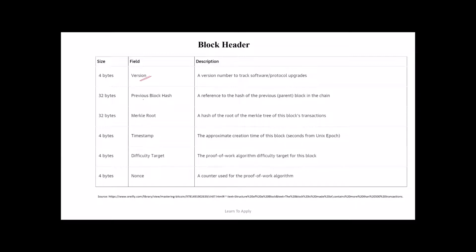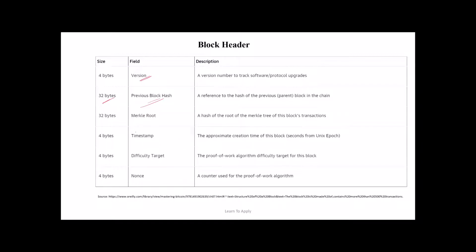Then we have another field, the previous block hash. This represents the previous block's hash. Currently, we are at a stage where we have block number 10, and this will include the hash of block number 9. So this is 32 bytes. Why? Because we use the SHA-256 hash algorithm, which produces 256 bits, that is 32 bytes.